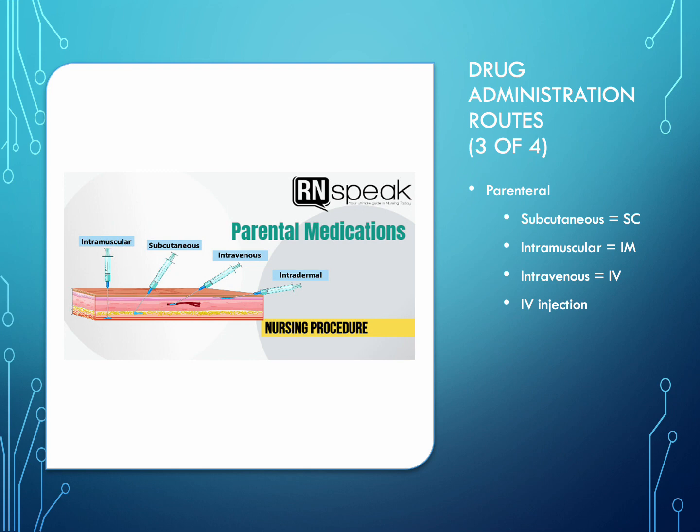Drugs may be given as a bolus, which is all at once, or delivered slowly over time. Medications administered IV are absorbed immediately, so they have a really quick onset because they go directly into the bloodstream. So let's talk about a few not so common parenteral routes.